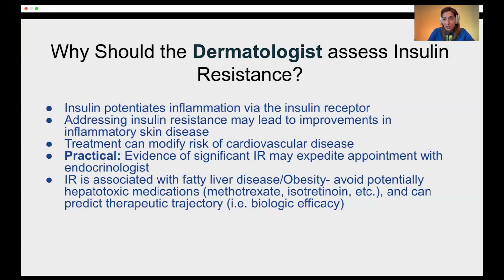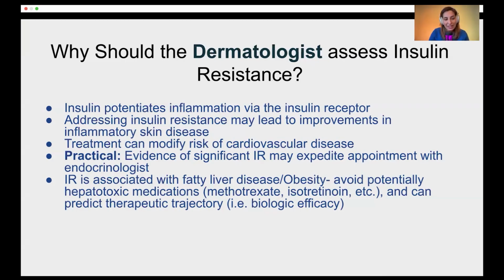Then we can modify a patient's cardiovascular disease. And that's great to do. We're not just trying to fix your skin, but I want to make sure you live longer and happier. A practical tip is, if you have evidence of significant insulin resistance documented by your labs, I can probably get you into an endocrinologist faster. So just a practical tip of working the healthcare system.